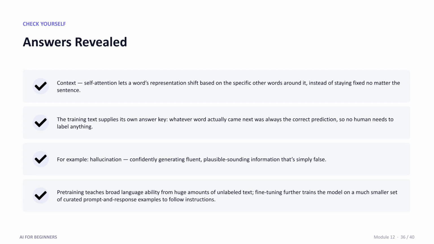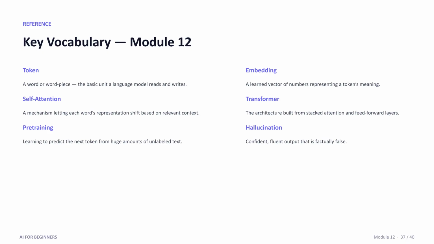Here are the answers. Self-attention provides context. Training text acts as its own answer key. Hallucinations demonstrate a lack of factual grounding. And fine-tuning adapts pre-trained models for specific tasks. To wrap up, here's the key vocabulary from this module: tokens, embeddings, self-attention, the transformer architecture, pre-training, and hallucination. Keep these terms in mind for our future discussions.